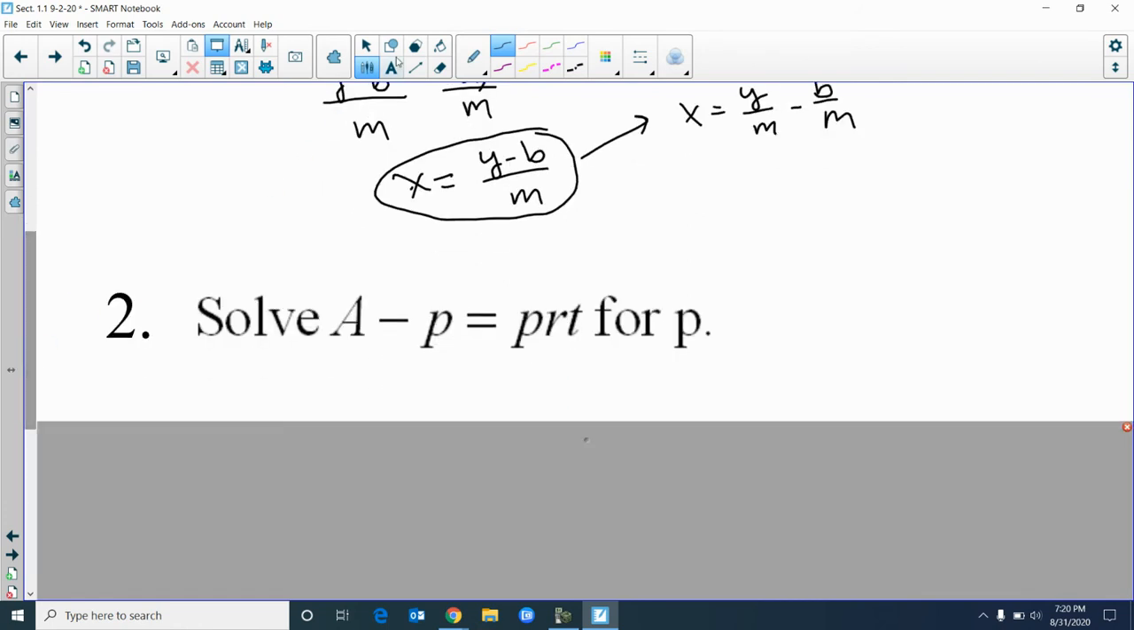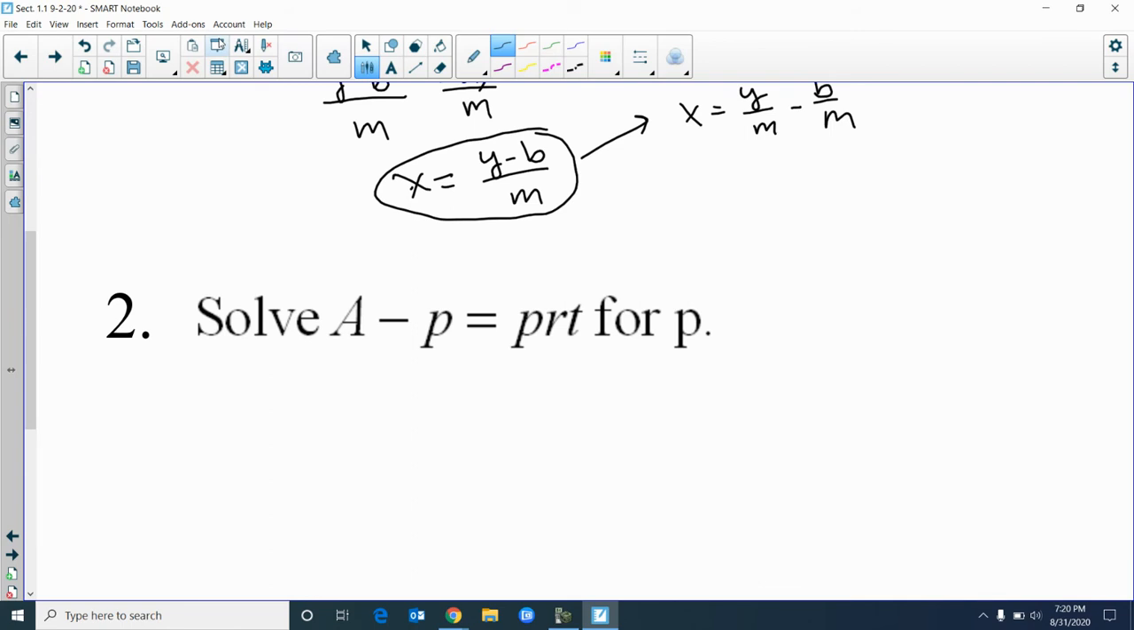All right, copy down this one here. A minus p equals PRT. All right, now here's the issue. A minus p equals PRT. We were solving it for p. I got to get p by itself. You have two terms with a p.